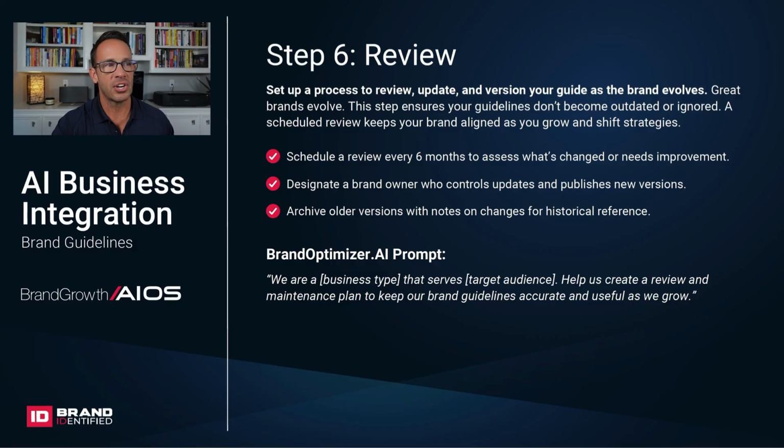So step number 6 here is to review. Set up a process to review, update, and reversion your guide as your brand evolves. Great brands evolve, and this step ensures that your guidelines don't become outdated or ignored. A scheduled review helps to keep your brand aligned as you grow and you shift your strategies. So schedule a review every 6 months to assess what's changed or needs improvement.